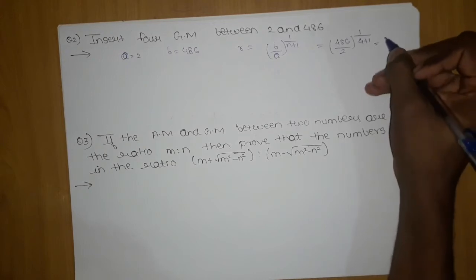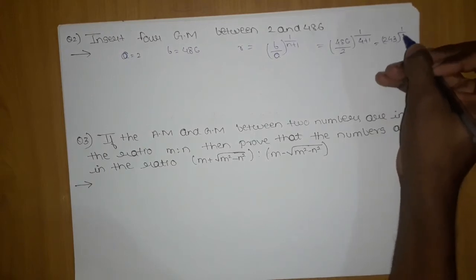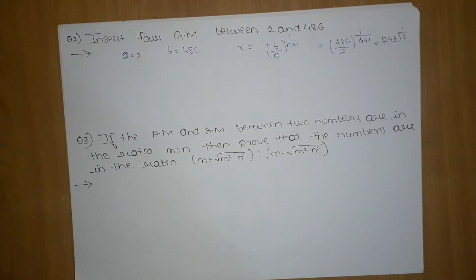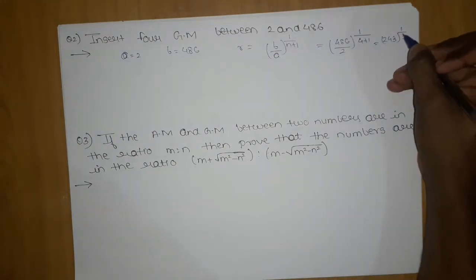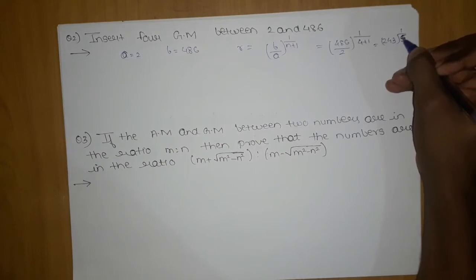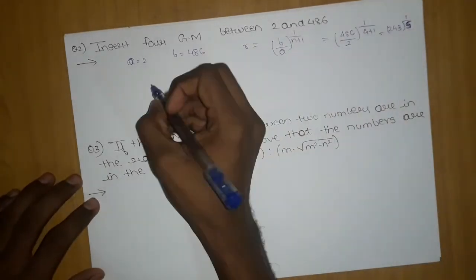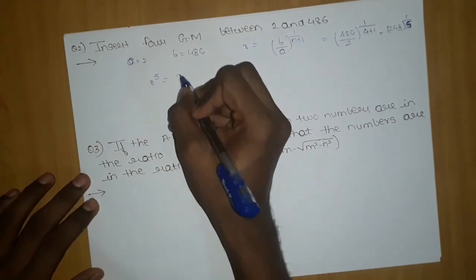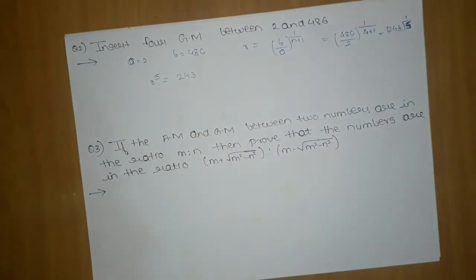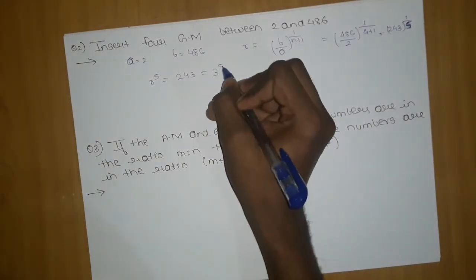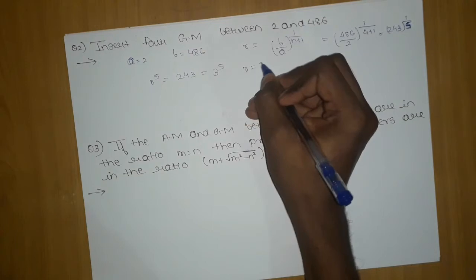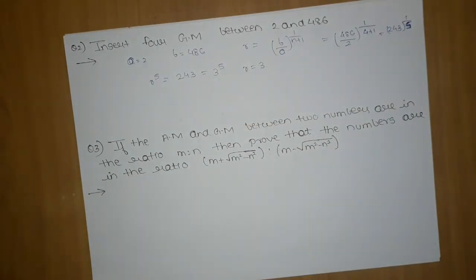So 486 by 2 is 243, to the power 1 by 5. If I move 5 to that side, it is nothing but r to the power 5 equals 243. And here if you observe, this 243 is nothing but 3 to the power 5. So we got r is equal to 3. Now our job is done.